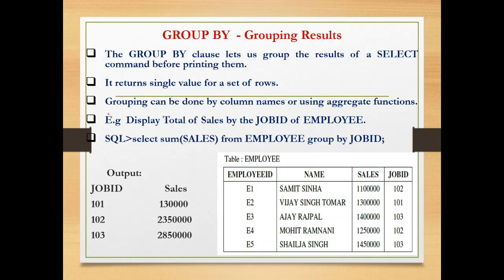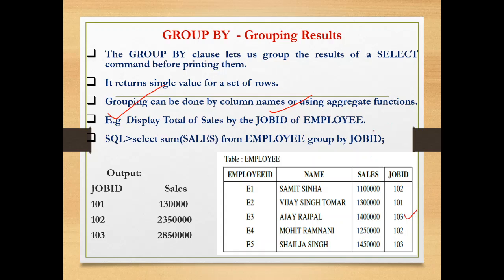Now you see this example, display total of sale. We have to find the total of sales by the job ID of employees. What is the meaning of this question? We have to find the total of sale for job ID 101 separately, for job ID 102 separately, and in the same way for job ID 103 separately.